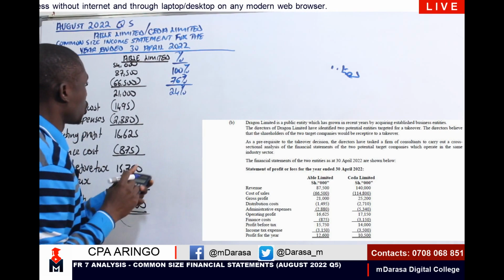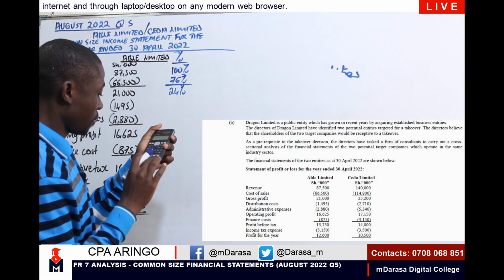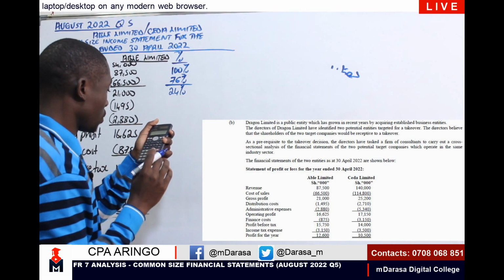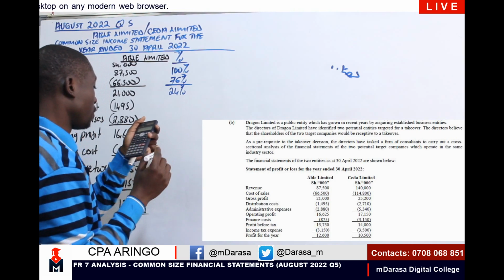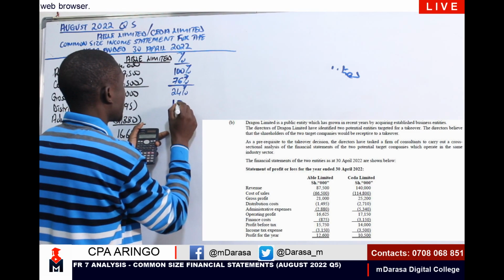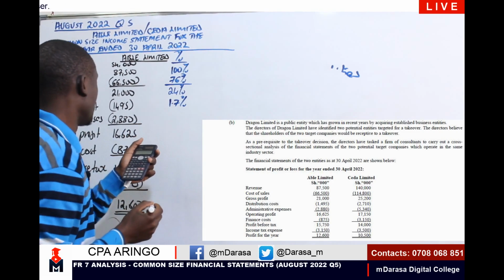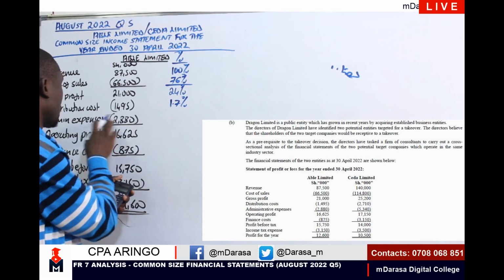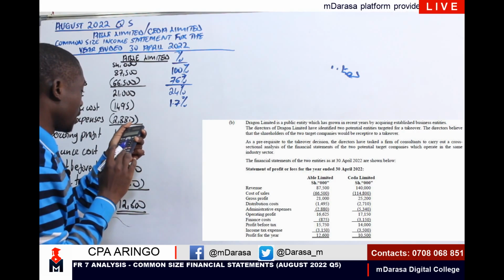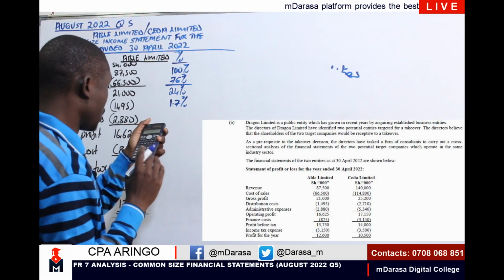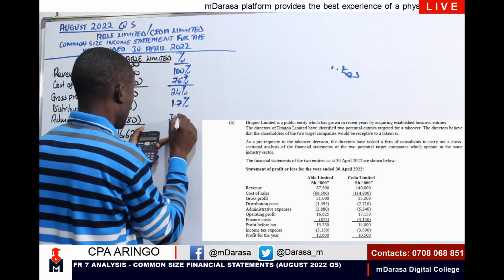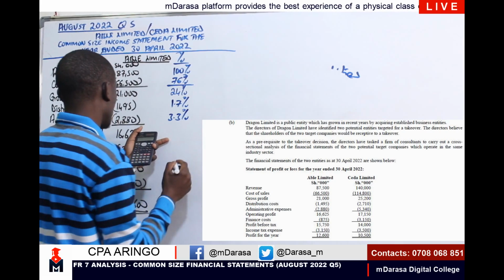What about distribution cost? 1495, we divide by 87,500, times 100. This should give us 1.7%, correct. The other item, admin expenses, 2880. We divide by 87,500 times 100. This should give us 3.3%, right? Kindly you can confirm.